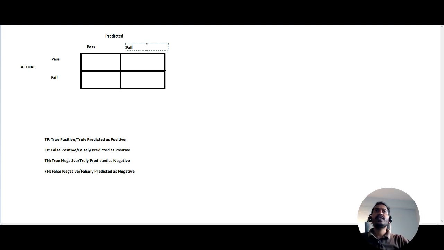Now you can see here we have pass and here we have fail. If we go through it row wise, the actual, this complete row would be pass. And if we again go through the row where fail is mentioned, this complete row would be fail, the actual value. I'm telling you how to read the confusion matrix.